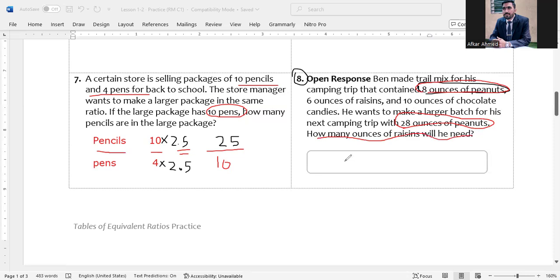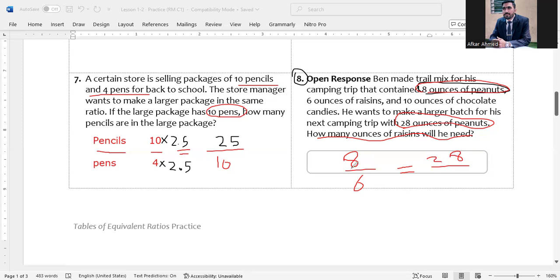So if there are 8 peanuts, I will write 8. In the denominator, I will write 6 ounces of raisins because he's asking how many raisins we need. Equal to, if there were 8 peanuts, now we have 28. He wants to make a total of 28, and he's asking how many raisins he needs. So again, you will find a number: what number you multiply by 8 will give you 28.